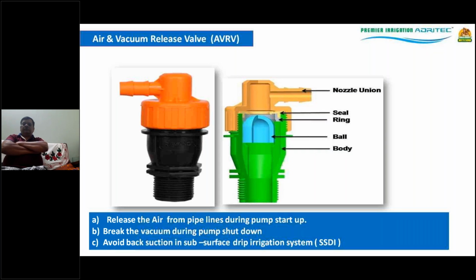And we also provide these air release cum vacuum breaker valves in the case of subsurface drip irrigation, because in subsurface drip irrigation, the drip line is actually going inside the soil. So when the system is switched off, there is a possibility of mud and other particles entering into the drip line in the subsurface. In order that this does not happen, we provide these extra air release cum vacuum breaker valves also.